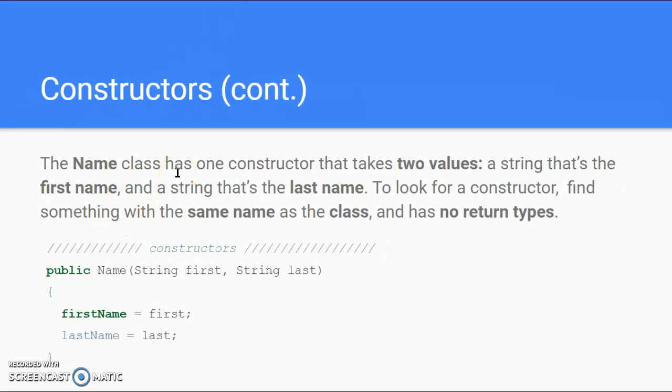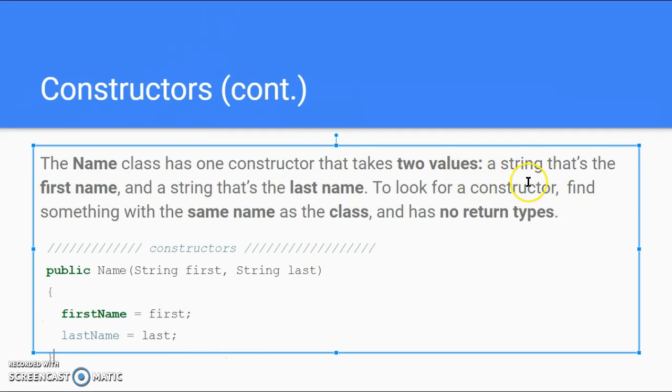Now, as a continuation, the name class has one constructor that takes two values, a string that's the first name and a string that's the last name, as shown here. To look for a constructor, find something with the same name as the class and has no return type. So it would have the public right here, then the name, which is the name of the class, and string first and string last. These are the parameters that you're using, because it's just going to be the variable type, and this is going to be the variable name.